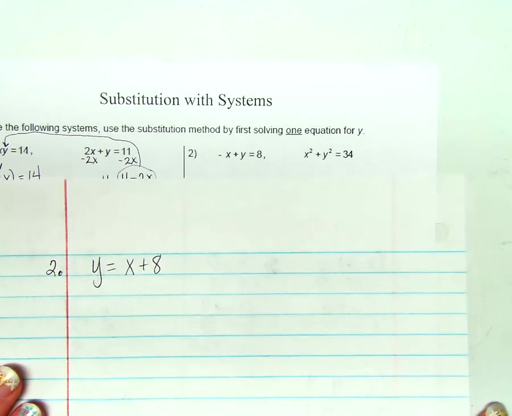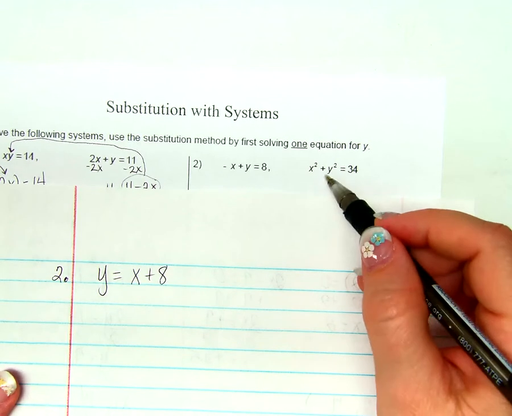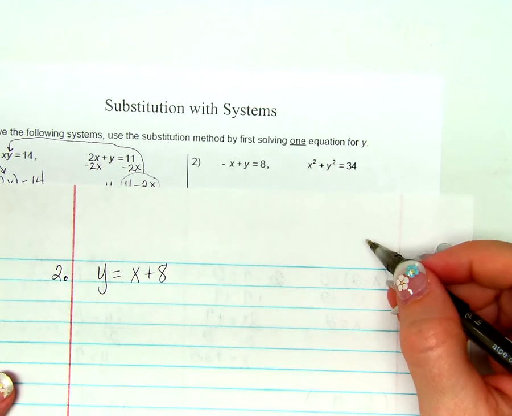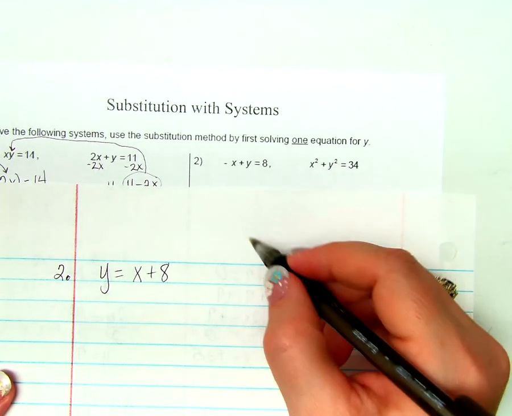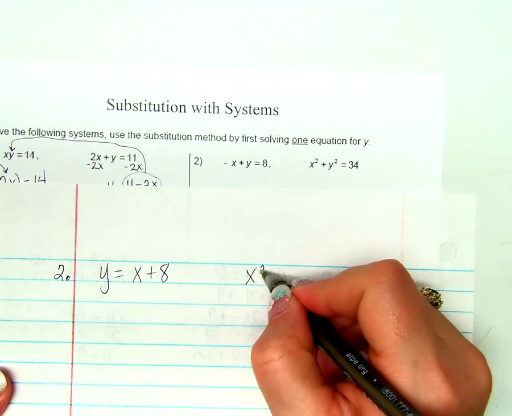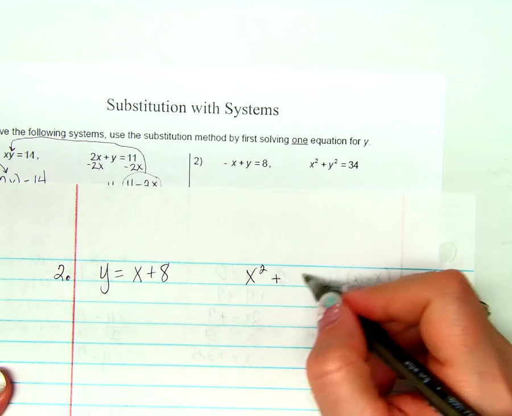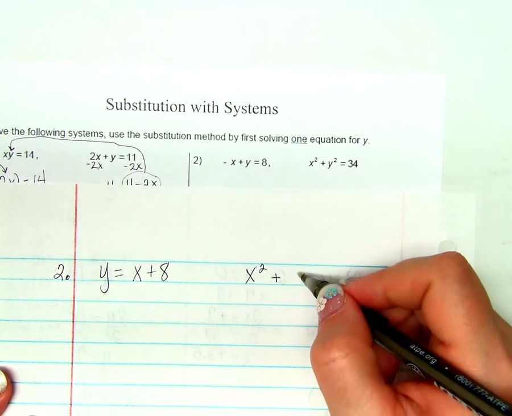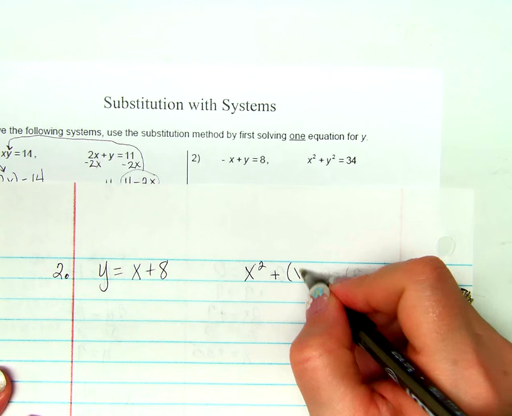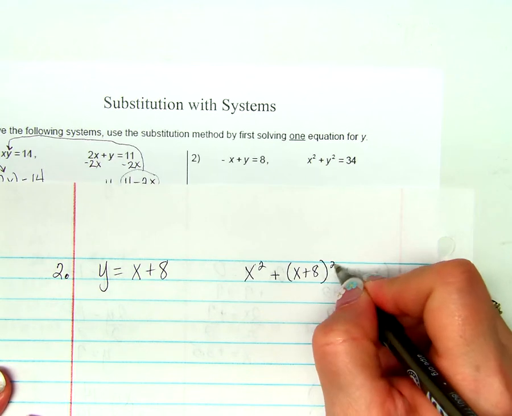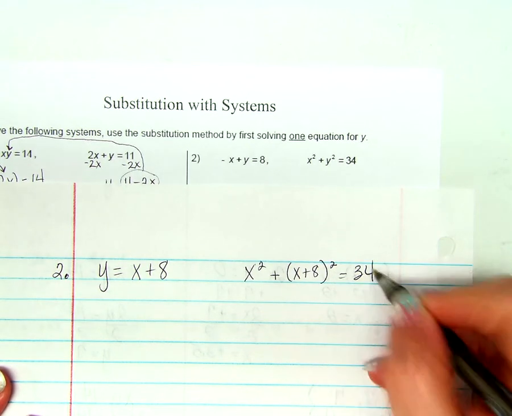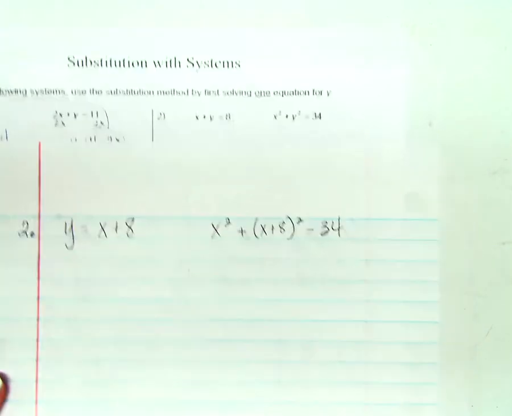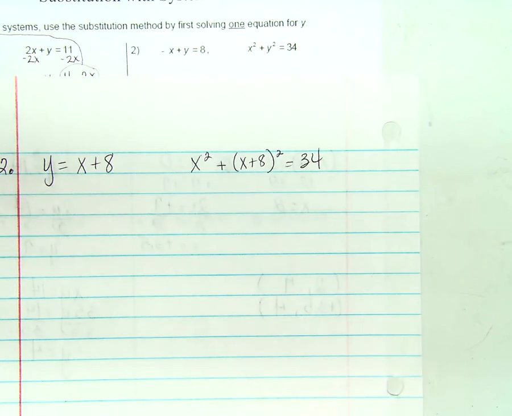Okay, what do I do with what I know now? So I have to go to the other equation, which is the second one up here, x squared plus y squared equals 34. And I have to rewrite that equation, x squared plus, but I don't want to write y squared because I know what y is, don't I? Y is x plus 8, squared, equals 34. Now, what does it mean to have x plus 8 squared? What does that mean?